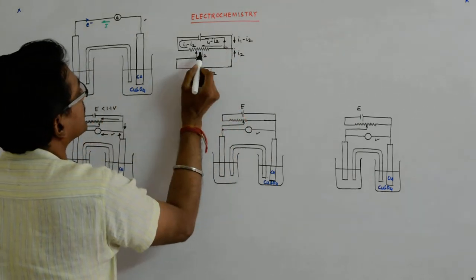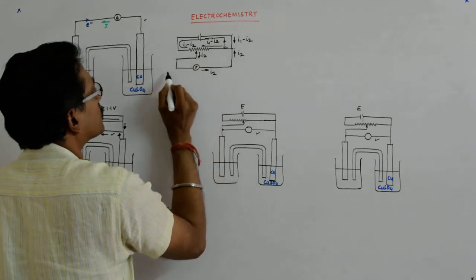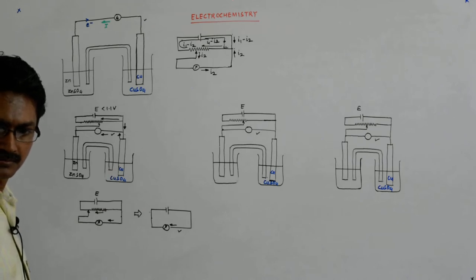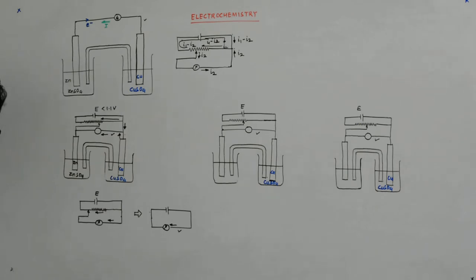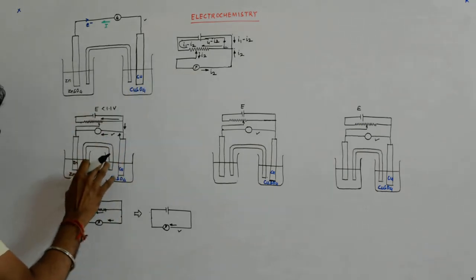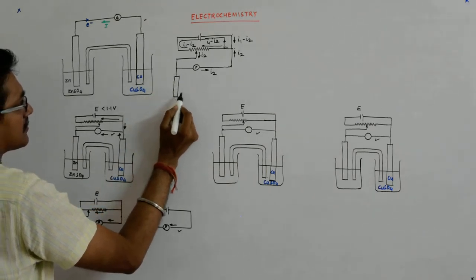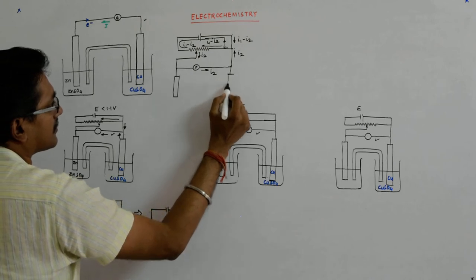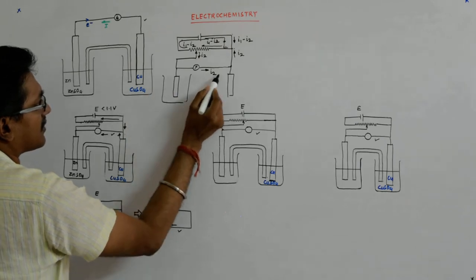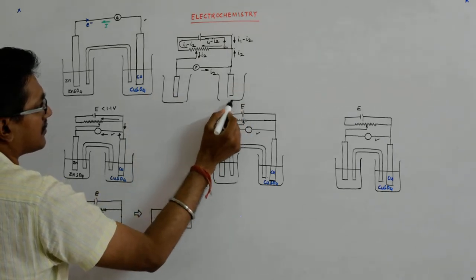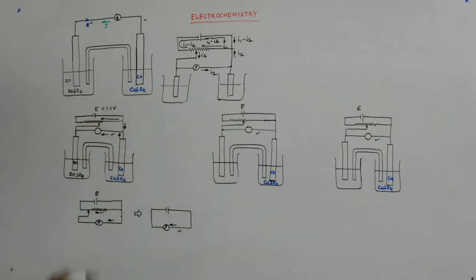So what happens is, you see, this I2 independently flows through this. Understand that? Now come to this. It is the same thing. These are the electrodes. This is the solution. But first try to understand the circuit.